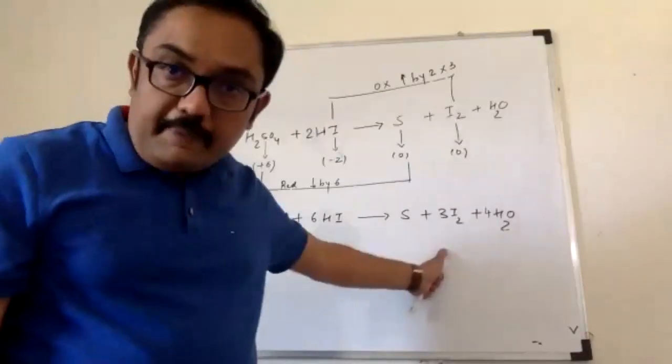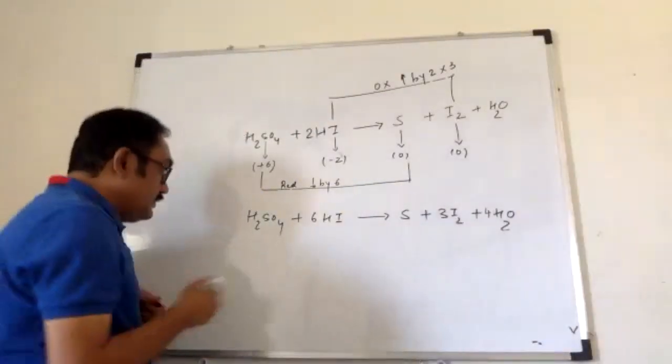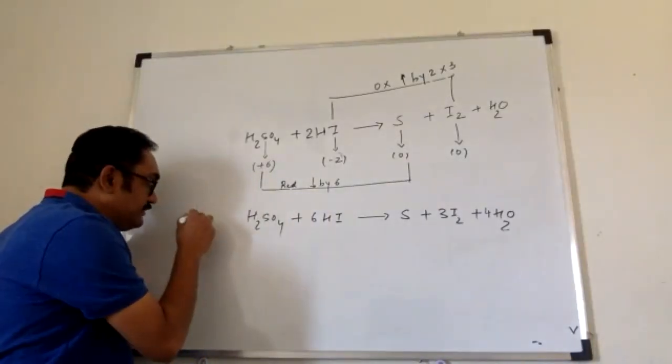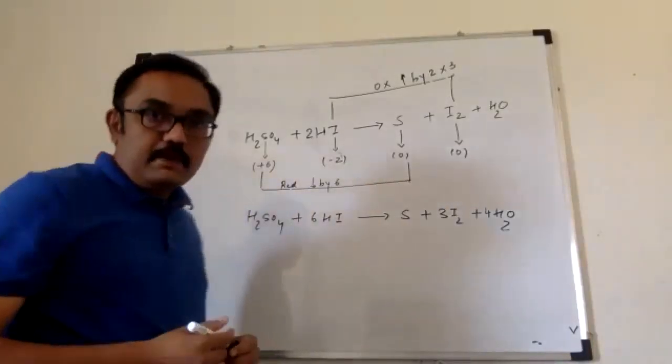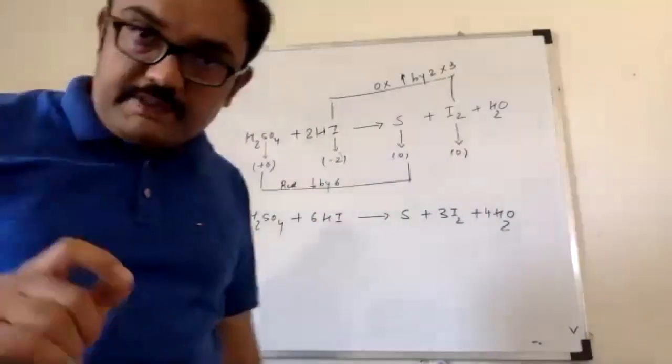So this is our balanced redox reaction. This method of balancing is called the oxidation number method.